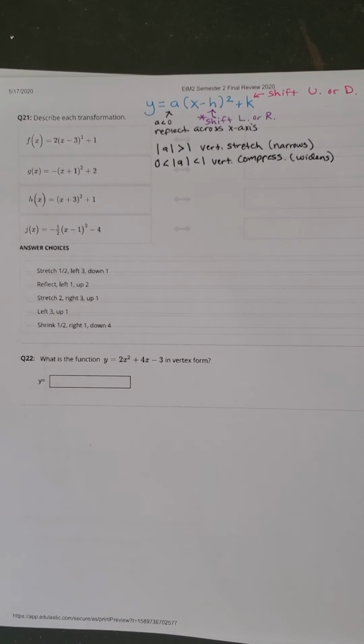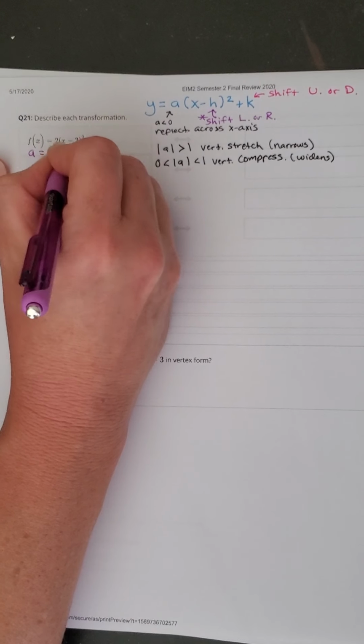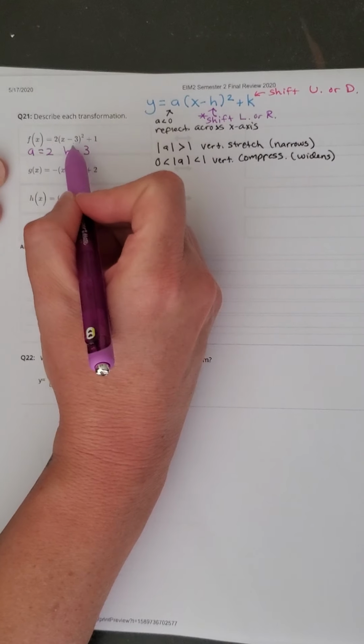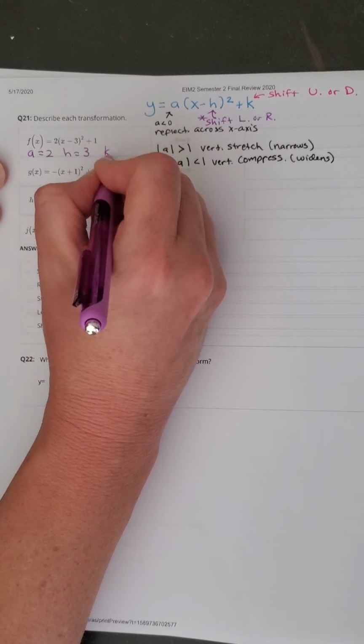Okay, so I'm going to identify A, H, and K. A is 2, H is positive 3. Be careful, it is positive 3. There should be a negative in front of it, so it's positive 3. And then K is positive 1.